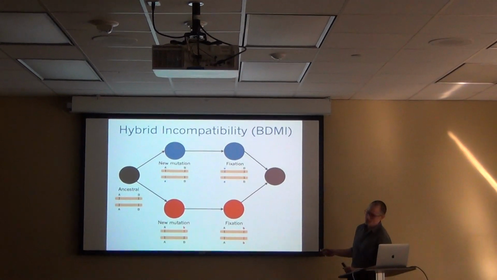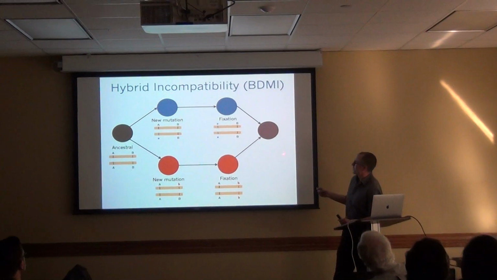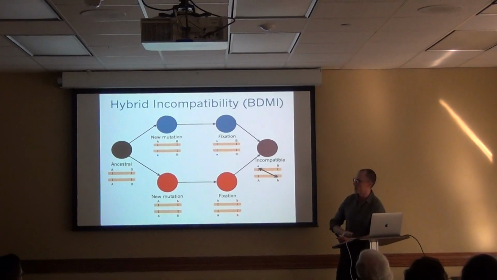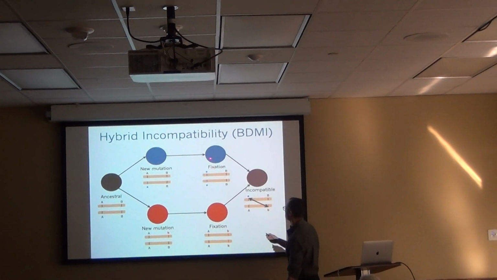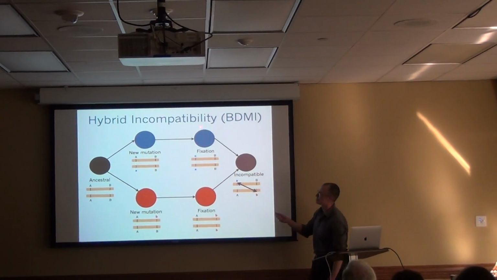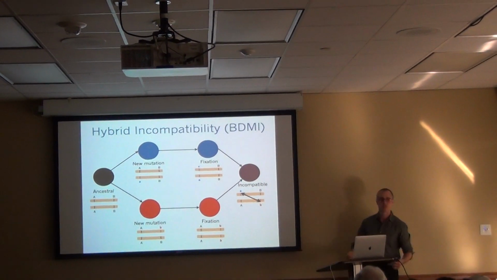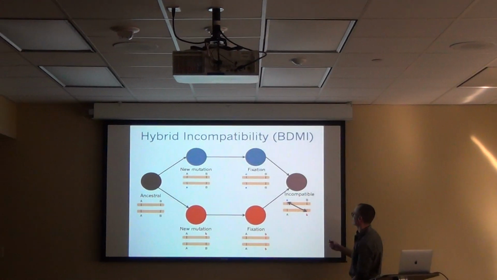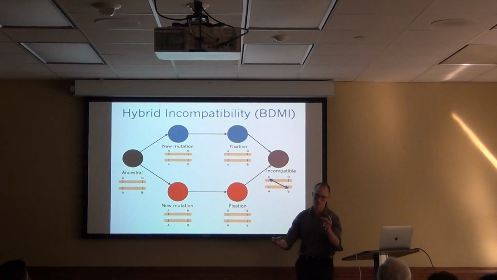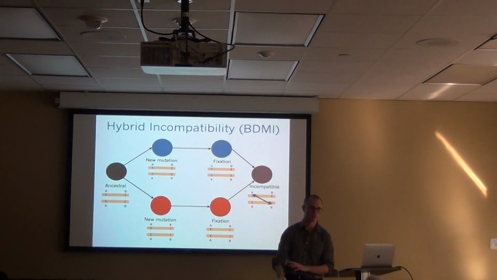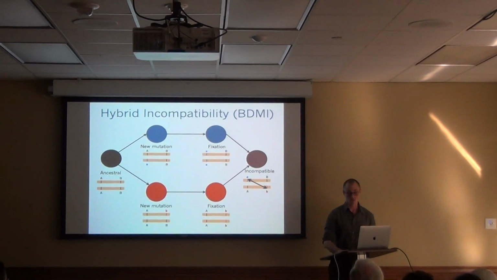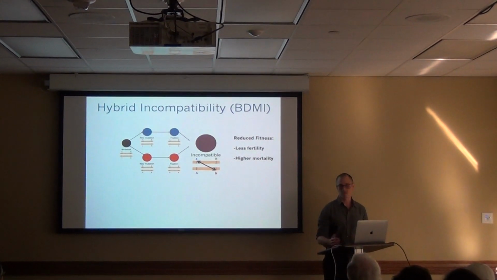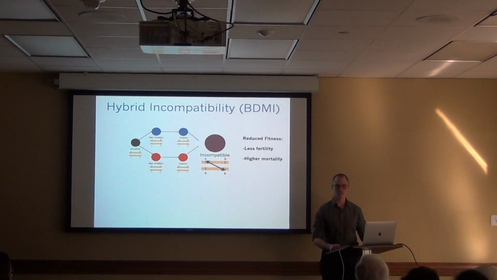Now, what happens if they hybridize? Then we have a mix of these two mutations. This population right here, they were used to that. And this population right here, they were used to that. But now these hybrids have this new combination that was not there before. And that incompatible combination can reduce fertility or cause higher mortality.